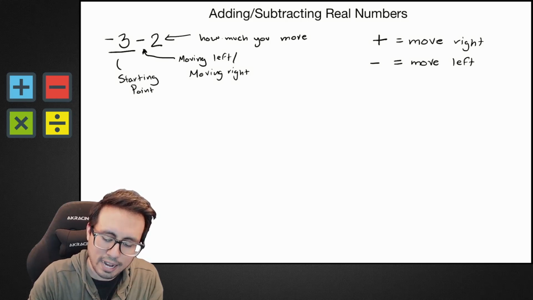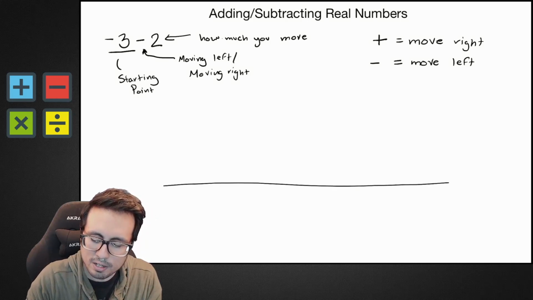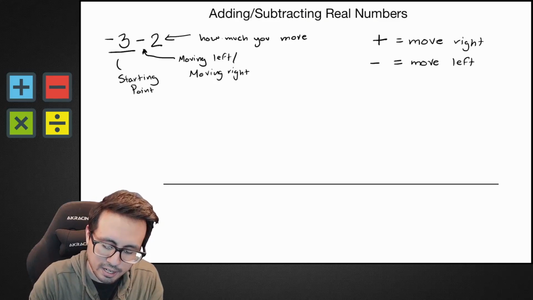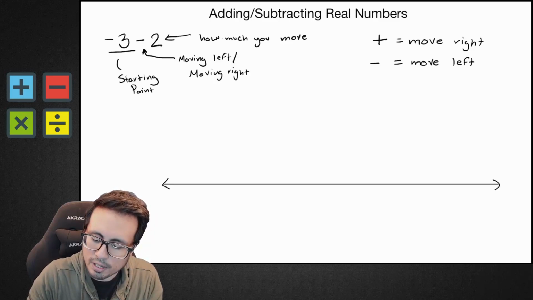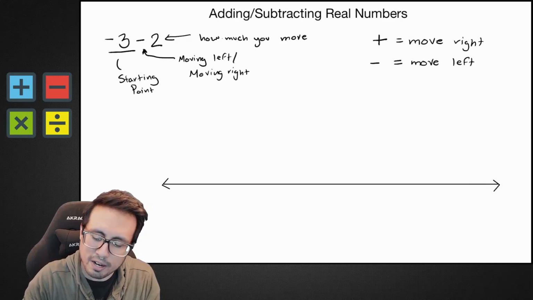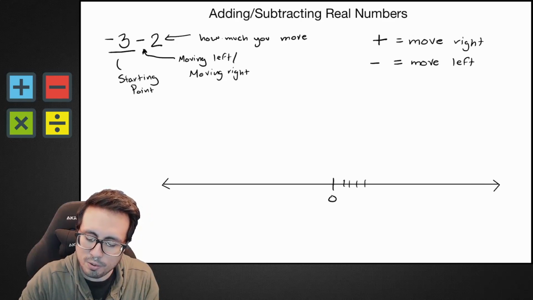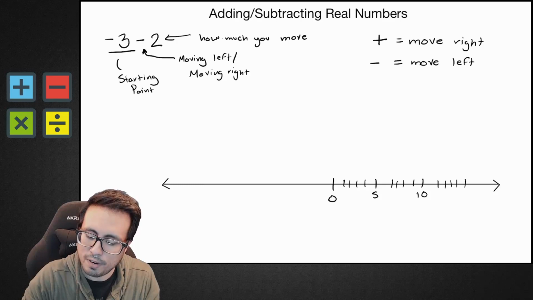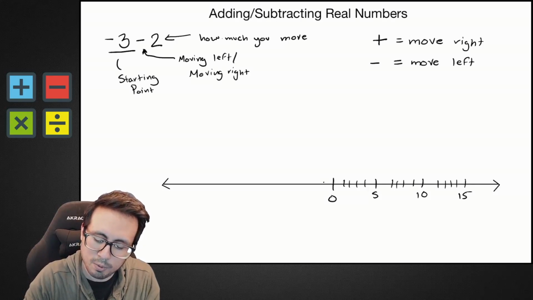Let's go ahead and look at a number line, right? So we're just going to draw a nice little number line here. And on my number line, the very center, I'm just going to put 0. And then I'll do 1, 2, 3, 4, 5. And that'll be 10. 1, 2, 3, 4, 5. And that'll be 15. And then we'll do the same on the other side.